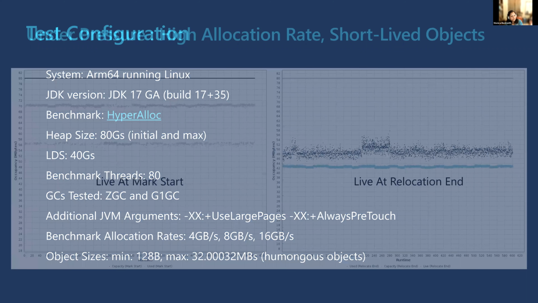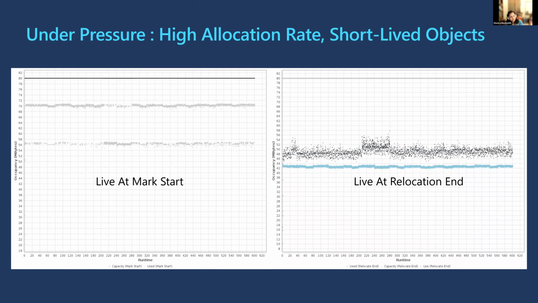So here's the graph with respect to ZGC. What you see on the left is the mark start. So basically initial mark, remember? At initial mark, this is what ZGC saw based on the pressure that I was applying. As I said, I had 40 gigs of live data, right? So this right here is 40 gigs, right?